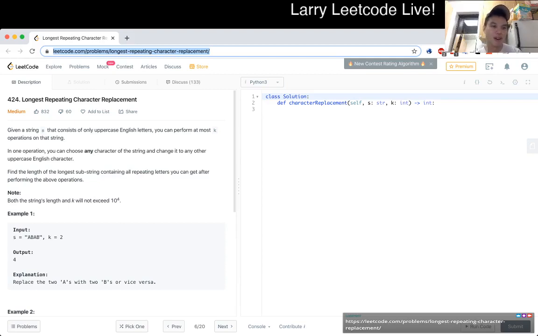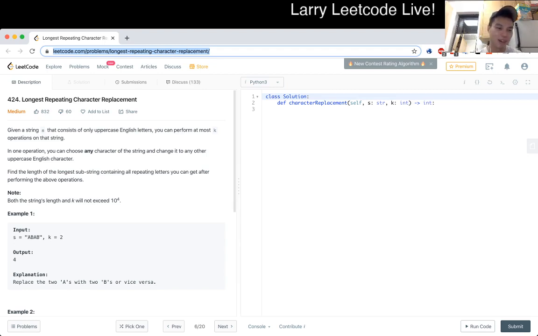424. Longest repeating character replacement. Given a string S that consists of only uppercase English letters, you can perform at most k operations on that string. In one operation, you may choose any character of the string and change it to any other uppercase English character. Find the length of the longest substring containing all repeating letters you get after performing the above operation.